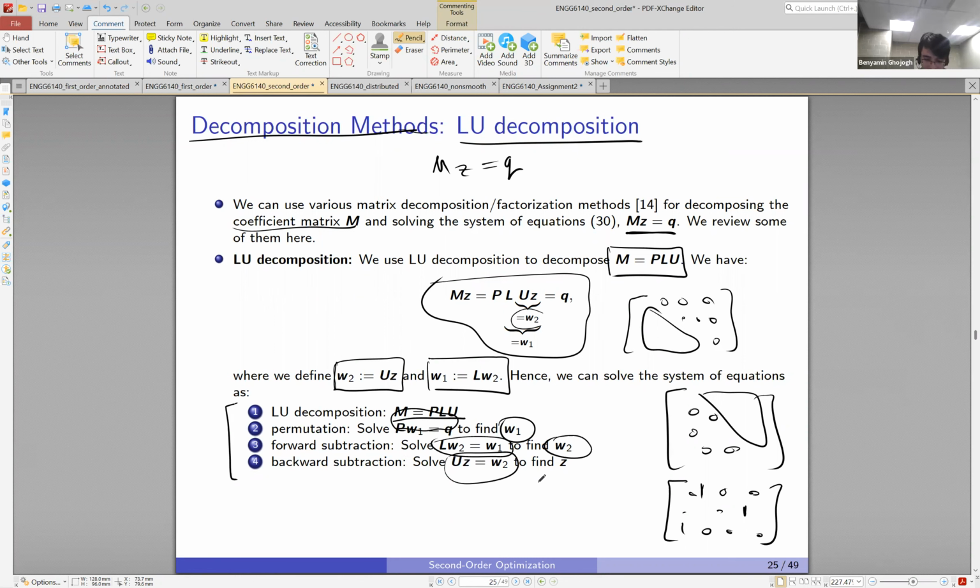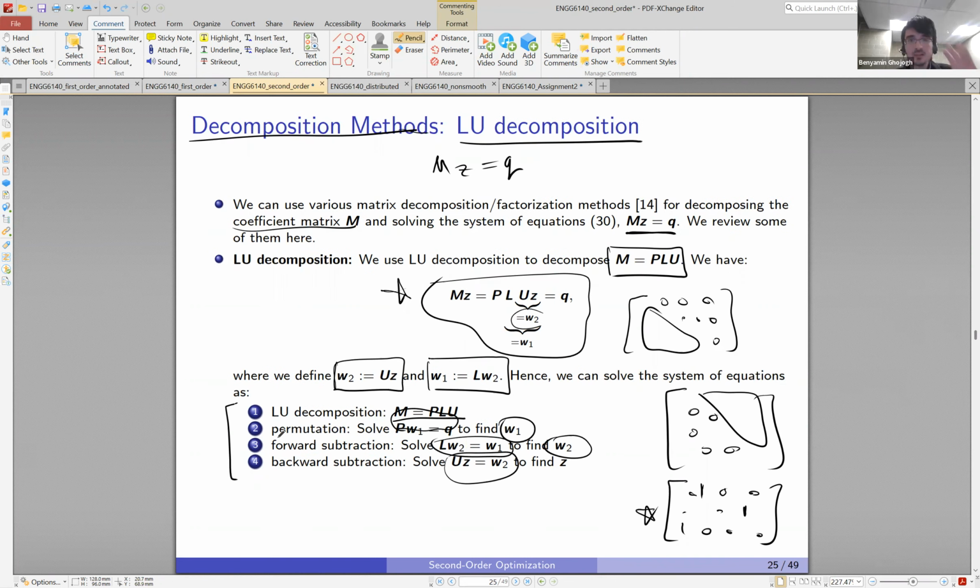So you might say, why is it faster than solving this directly? Because in each of these steps, we are working with either a lower triangular matrix, an upper triangular matrix, or a permutation matrix, which is very sparse. So it's very fast to solve this. Okay.